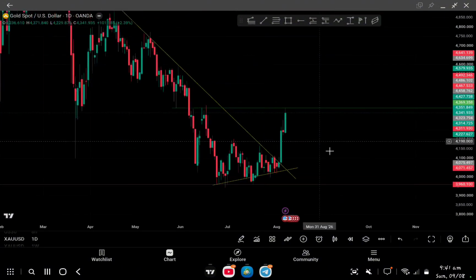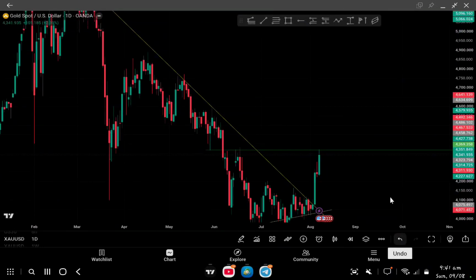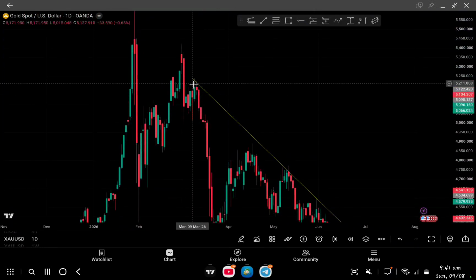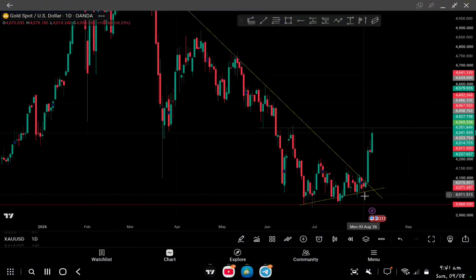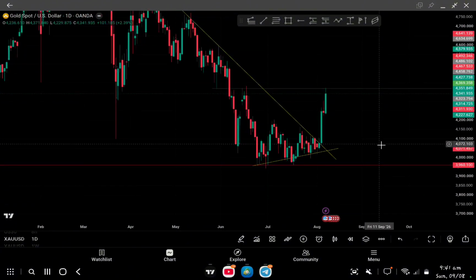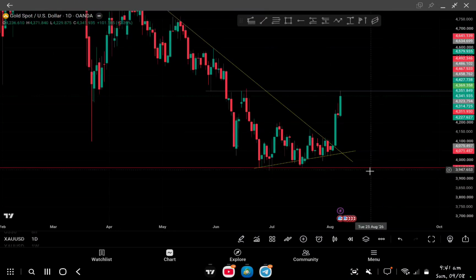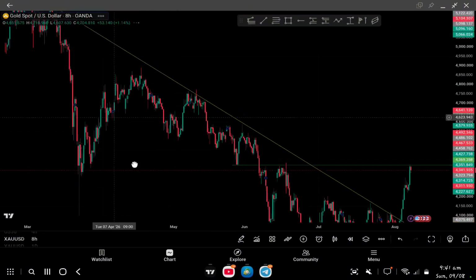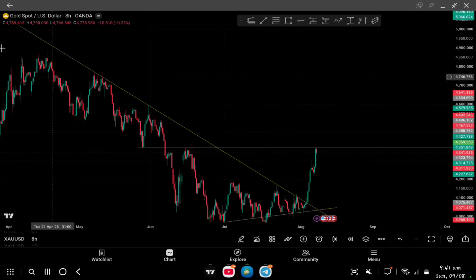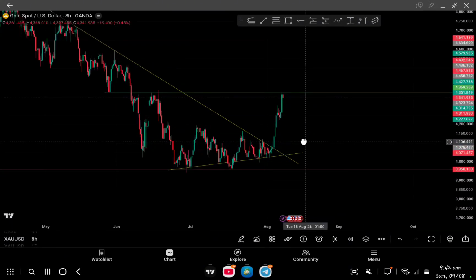So here we can see that there's a big trend line starting from 52.11 up to 41.11. So there was high liquidity in this trend line. From the 8 hour, you can see there's one touch, two touches, three touches here, and the fourth and the break.